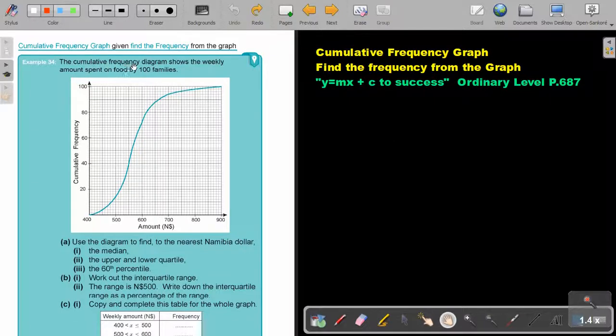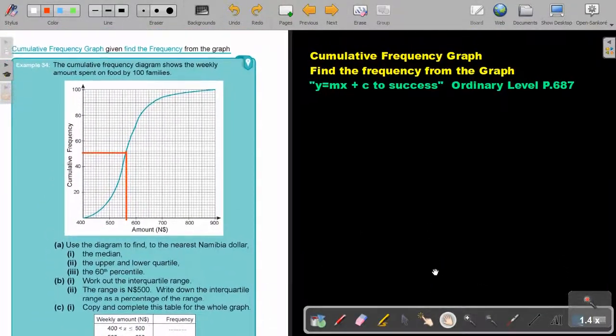The cumulative frequency diagram shows the weekly amount spent on food by 100 families. Use the diagram to find, to the nearest Namibian dollar, the median. Now remember the median will be Q2, the middle value. So if you look there, let's just get a ruler. It will basically be this, and where it cuts, it will go down. If you read it down, remember this was 400, 500, so this is going to be 100, so every one is 10.